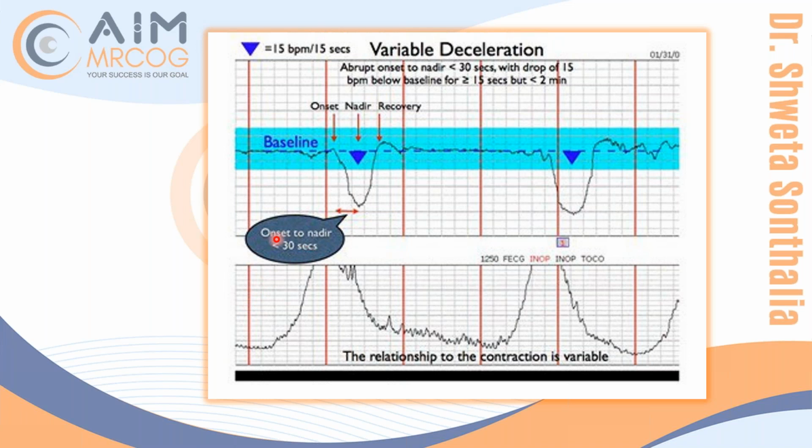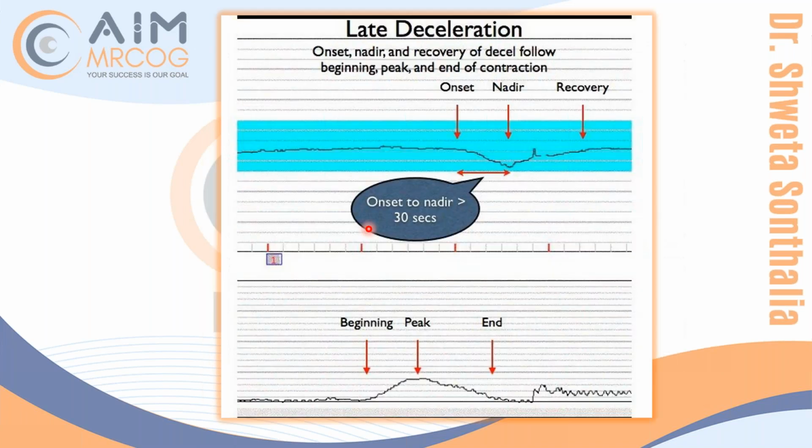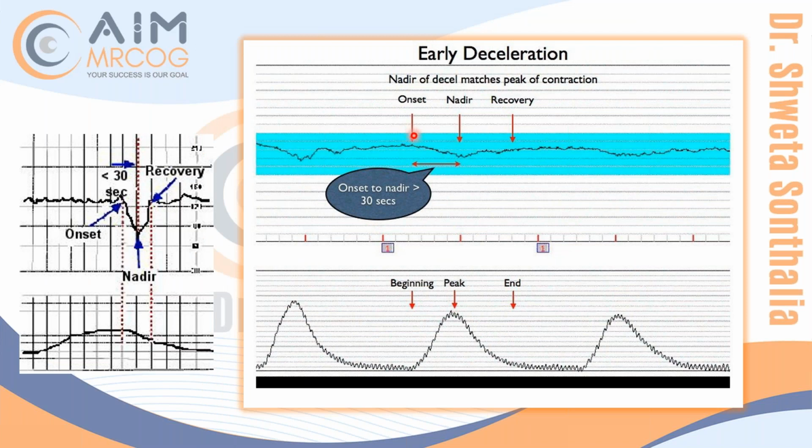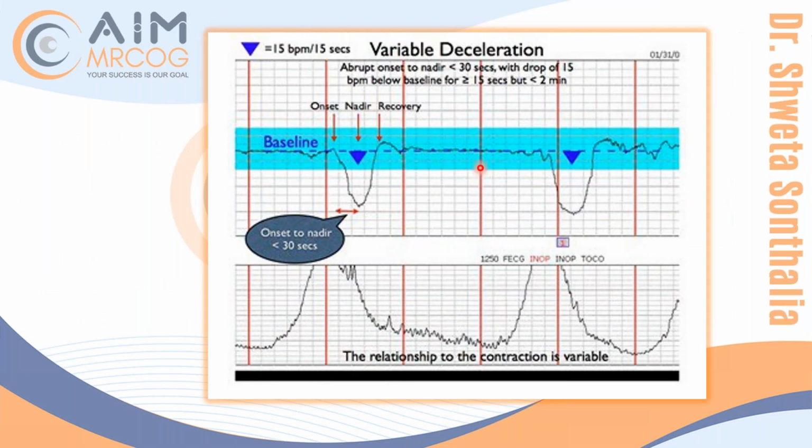Okay. So onset to nadir will be less than 30 seconds here. Sudden drop, not the gradual drop like here. Gradually it is coming, as the contraction is picking up. The variable will be sudden drop because it is due to cord compression, right? So the cord will get compressed. So how will the baby get the blood supply? So because of the vagal stimulation, the heartbeat is dropping. So that's the reason.